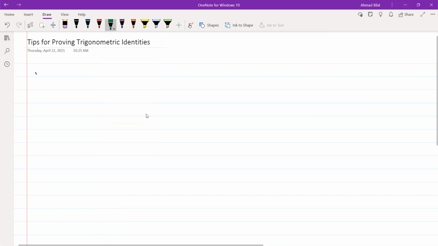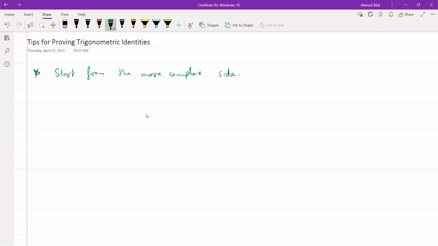Okay, so the first thing that you always have to think about, when you're starting to prove a trigonometric identity, is that you start from the more complex side. Start from the more complex side. So you've got two sides, right? You've got left hand side and right hand side.